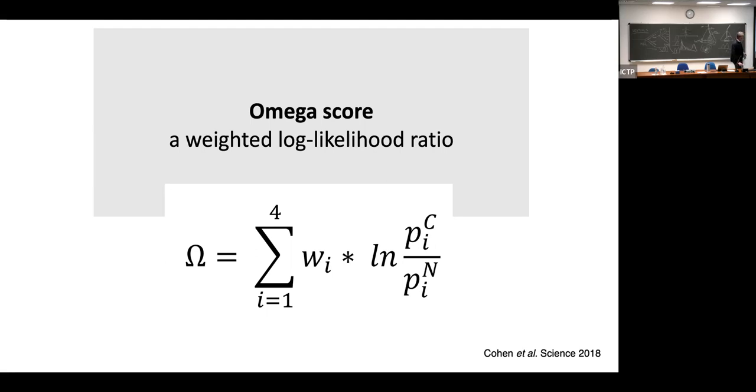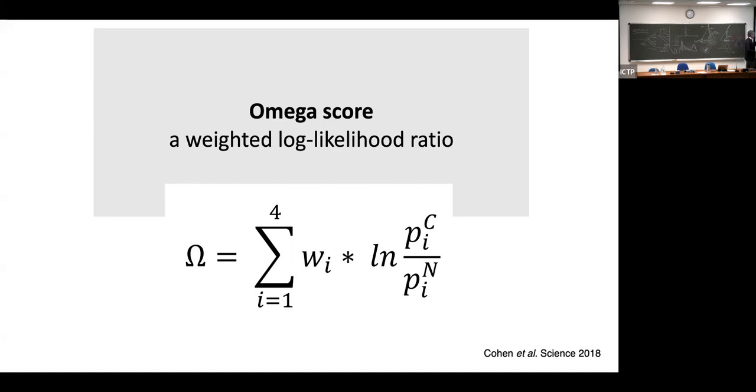So what I can do is just like a log likelihood ratio. Here it is weighted by four because we did this in four wells. So we repeated the experiment four times just to be more robust, okay? And this was the score, this was it.